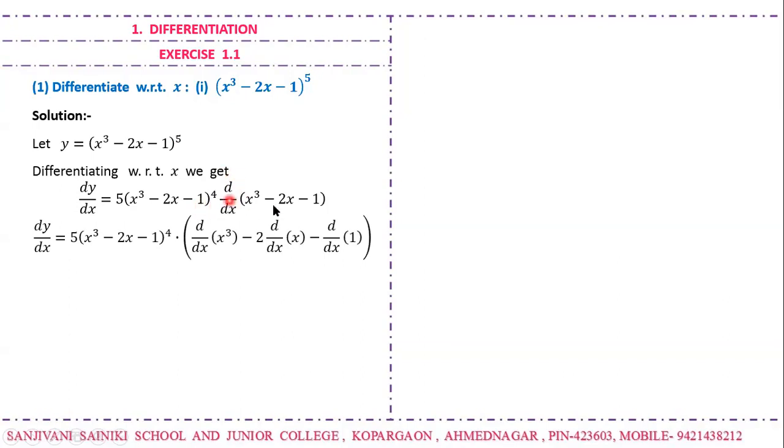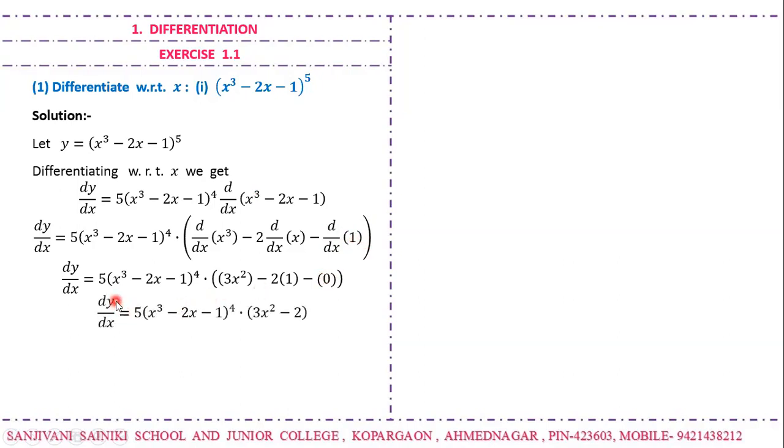Now how to find the derivative of this? We will separately find the derivative. Derivative of x cube minus 2 times, 2 is constant, so we can take it outside the derivative. So 2 into derivative of x minus derivative of 1. Now derivative of x cube is our standard function, x raised to n. Its derivative is n times x raised to n minus 1. So here you get the derivative 3 times x square minus 2 into derivative of x is 1, and 1 is constant, so its derivative is 0.